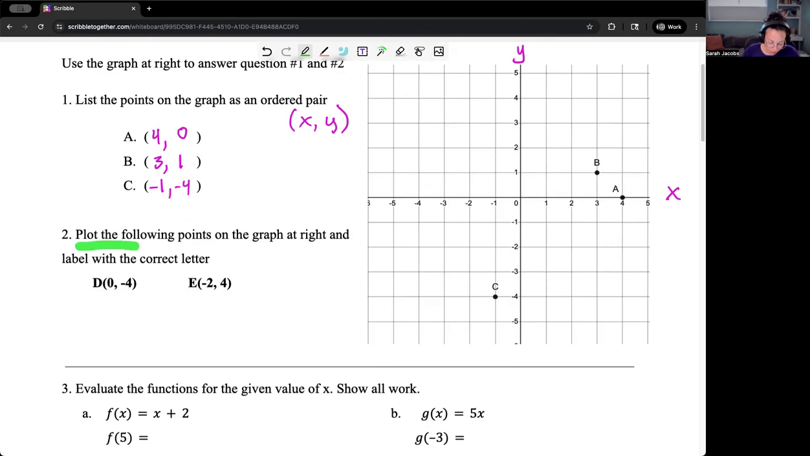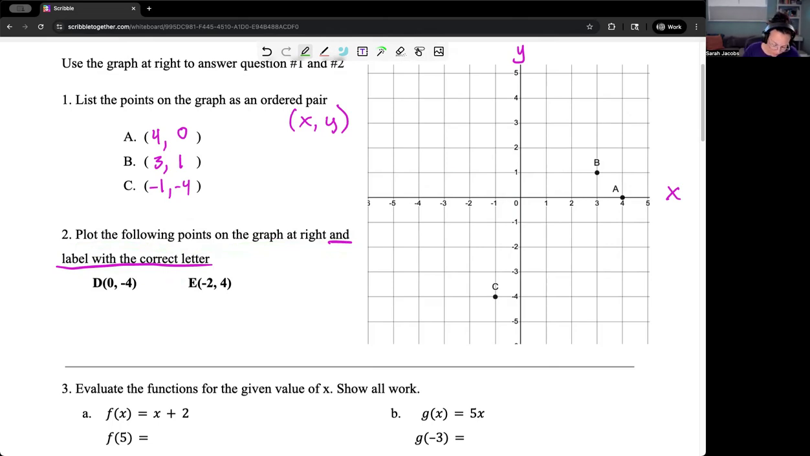Part 2 says, plot the following points on the graph at right and label with the correct letter. Okay, I'm going to underline this, and label with the correct letter. How many times do you think the other Math 1 teachers have seen points in exactly the right spot with no letter? Make sure you read and follow all of the directions every time.